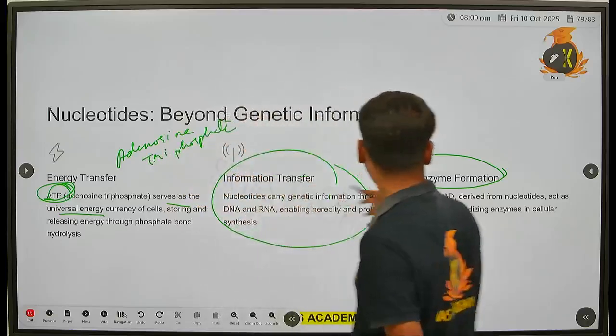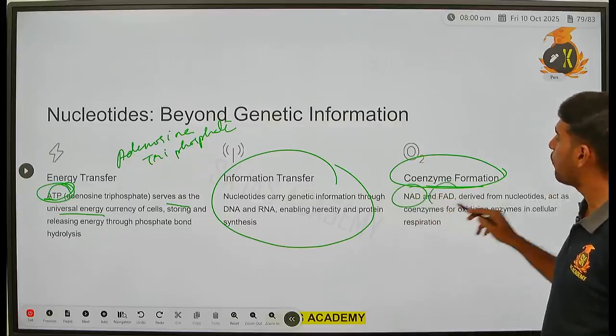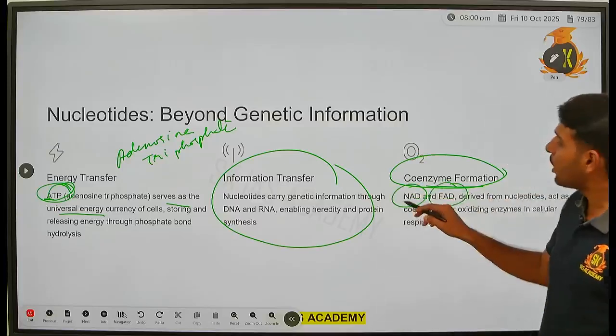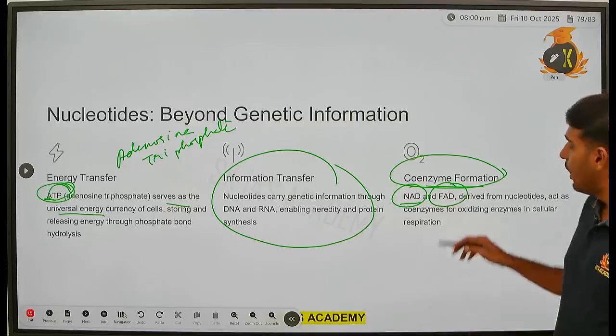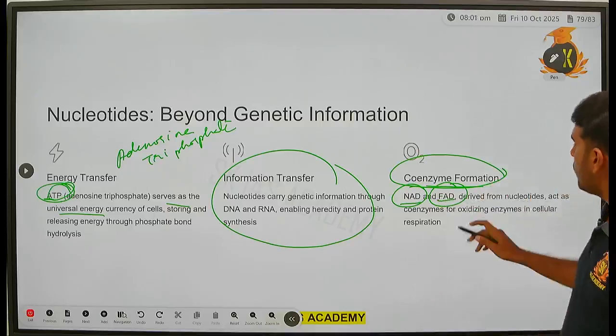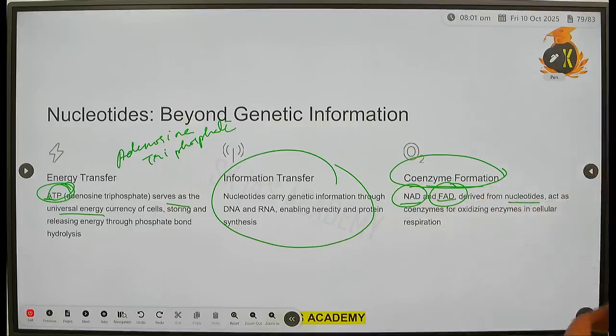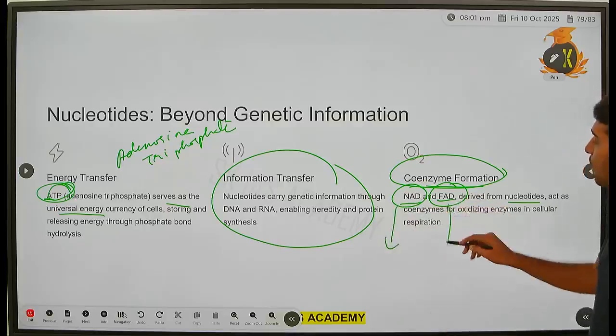You also have coenzyme functions. For example, you have NAD and FAD. Nicotinamide adenine dinucleotide, and flavin adenine dinucleotide. F stands for flavin. Okay, so these are again derived from nucleotides. NAD is responsible in what? FAD is responsible in what?